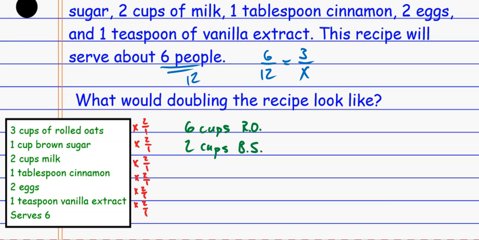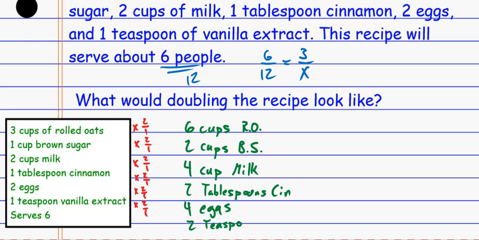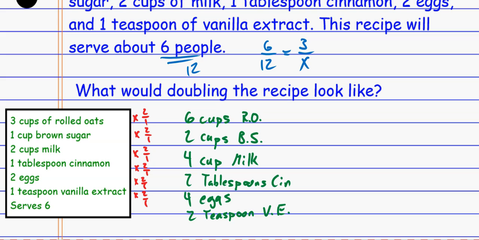It becomes 4 cups of milk. It becomes 2 tablespoons of cinnamon, 4 eggs, 2 teaspoons vanilla extract, and it should serve now 12 people. Okay? But it's the idea of just taking the ratio and multiplying.